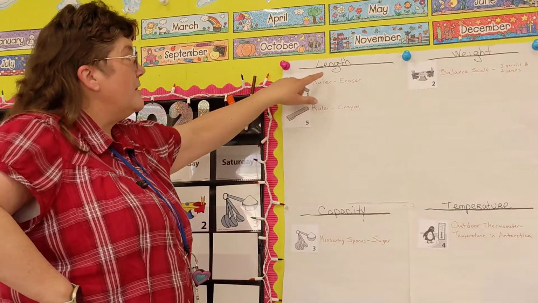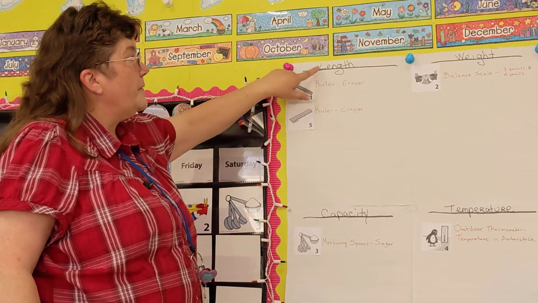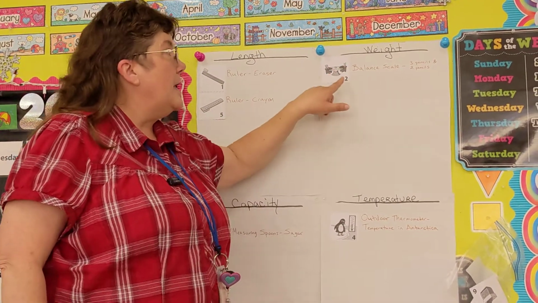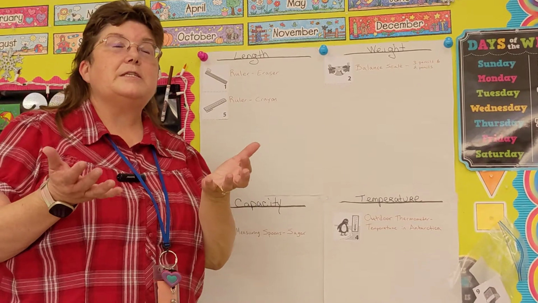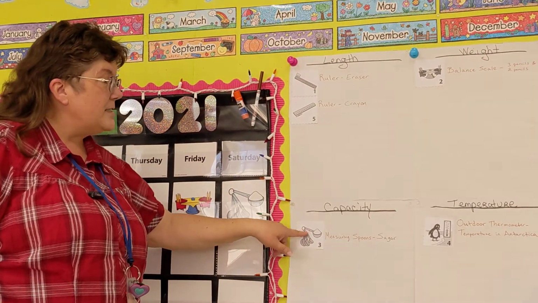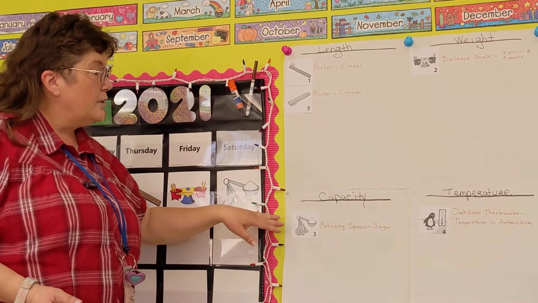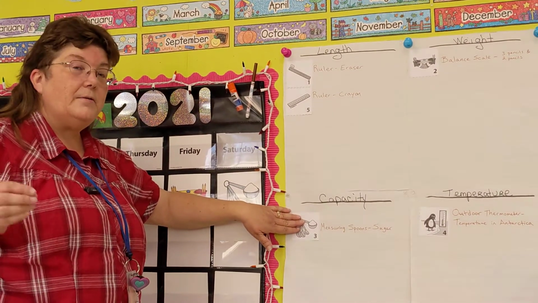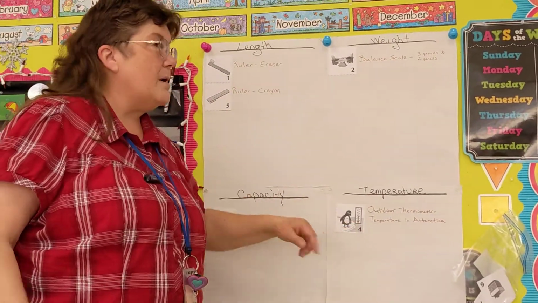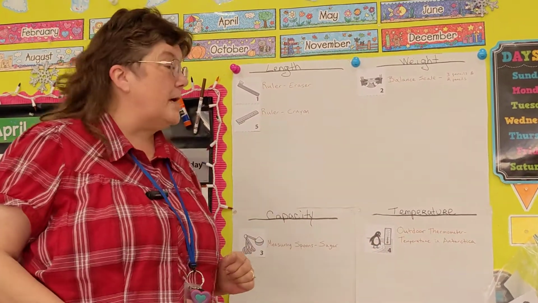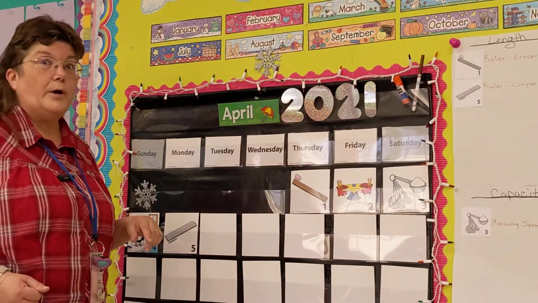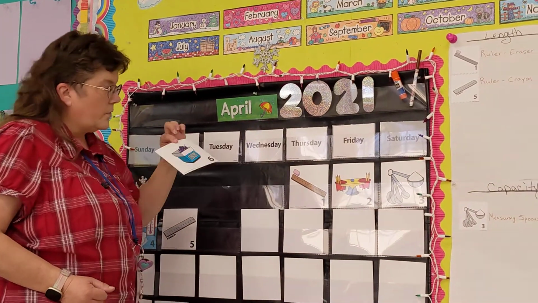We have length, and that's what we use our rulers for, to measure the length of things. We have the word weight, and weight is how we decide how much things weigh. Then we have capacity, and capacity we use to measure things. Usually it's part of something, but sometimes it can be the whole thing. And temperature, this is where we measure how cold or how hot it is outside. So the first one, let's take a look at our marker and see what we're going to talk about today.